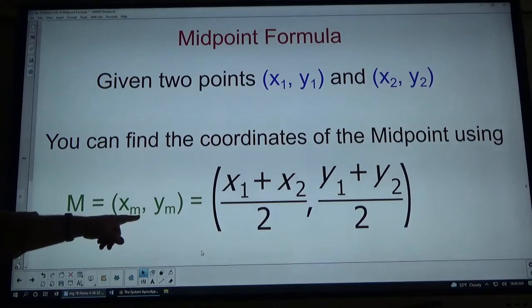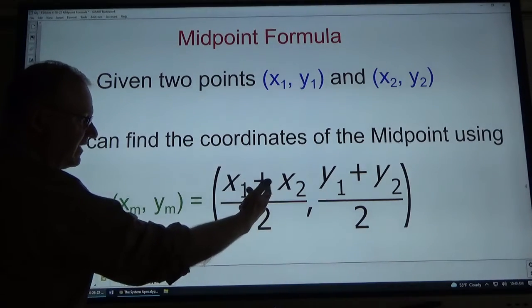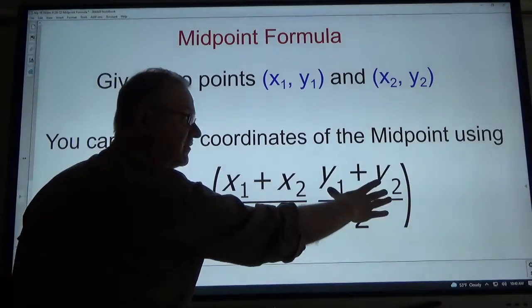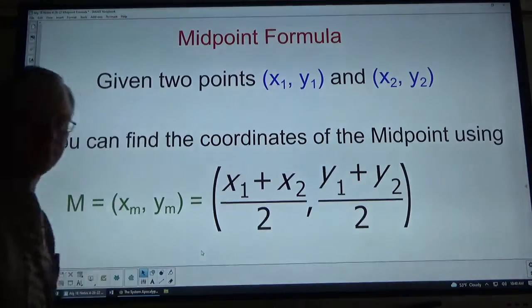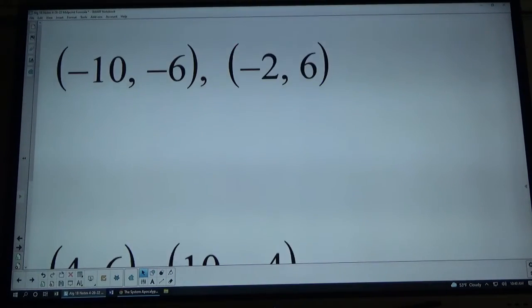The x value of the midpoint and the y value of the midpoint are found by adding the two x values and dividing by 2. That's the x coordinate. And for the y coordinate, add the two y values and divide by 2. Pause this if you need more time to write. So here's our first example.